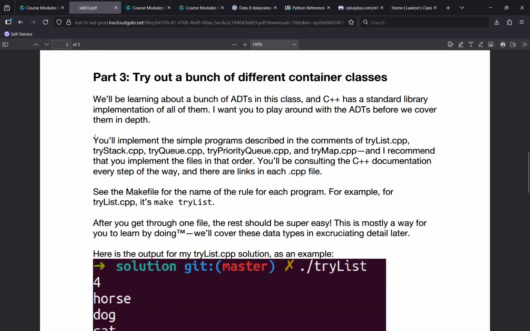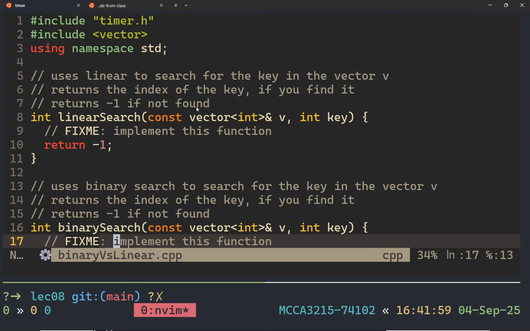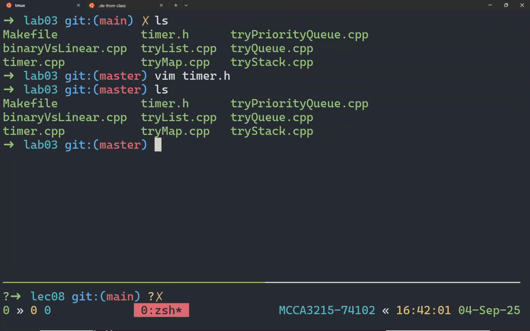And then the rest of the lab is a bunch of other files. Let's start with the word try. I just want you to get a feel for all the different kinds of things that you could use, all the different data structures that exist, that we're going to be implementing ourselves in this class. So I'm going to have you try out the ones from the C++ standard library, the ones that have already been implemented.